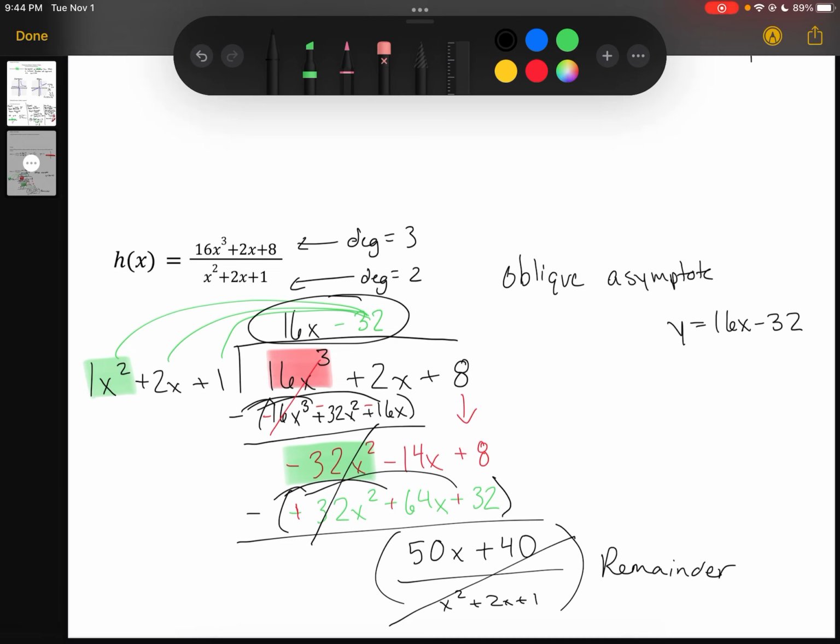We'll take some time dedicated in person to make sure that we're all feeling okay with long division, because it is a bit tricky when the terms get a little bit bigger, but something that we've done in the past, and definitely something that we can take some time in class to review as well. So final answer for this one, we have an oblique asymptote at y equals 16x minus 32.